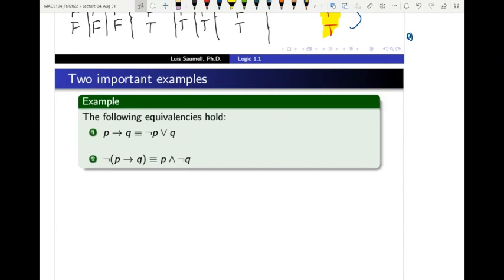Yes? So let's assume that P is true, so this part here is false, right? So if P is true, this part is false. Then when Q is true, it's fine. So the only case that this would be false is when Q is false. P true, Q false. That's exactly what happens here. P true, Q false.